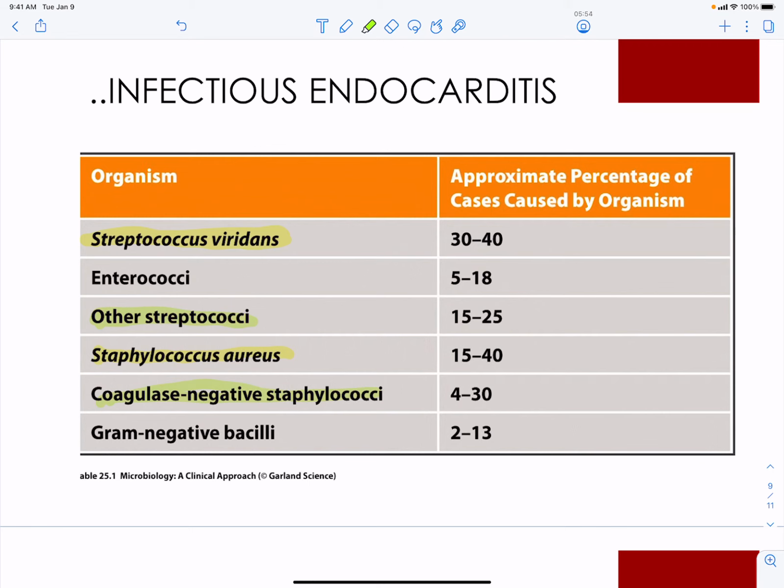And then to a lesser extent, you have your enterococci, which can cause antibiotic-resistant endocarditis. So in patients on antibiotics, the enterococci can move in because they have a lot of resistance. And also gram-negative bacilli can cause this as well.